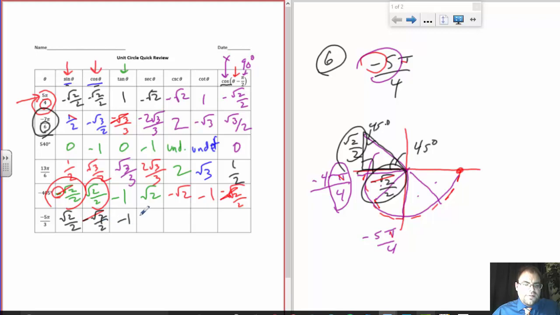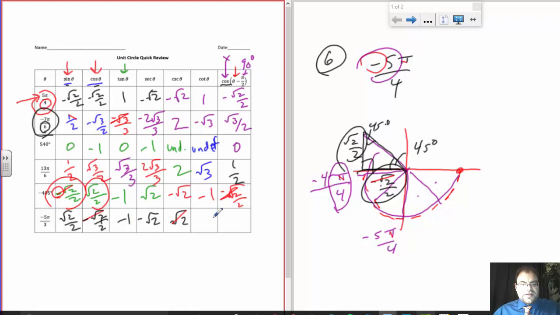Secant is the reciprocal of cosine, which is now negative 2 over root 2, right? Which is the same thing as negative root 2. The cosecant is the reciprocal of sine, which is 2 over root 2, which is the same thing as 2 root 2 over 2, which is just positive root 2. Positive root 2. Cotangent, the reciprocal of tangent is negative 1.